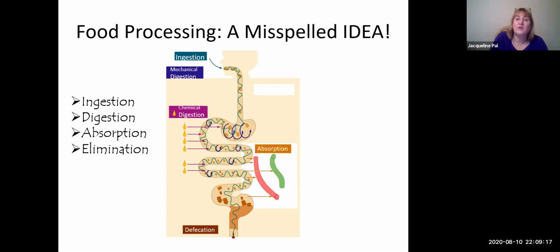And then that gives us the fourth step, which is to get rid of everything that wasn't absorbed. And that's called elimination, or you may call it defecation or pooping or whatever, going to the bathroom, doing a number 2. Okay. So those are the 4 steps in food processing. This entire process takes about 24 hours, plus or minus. Some people have faster, some people are slower. Some people can take 36, 48 hours.